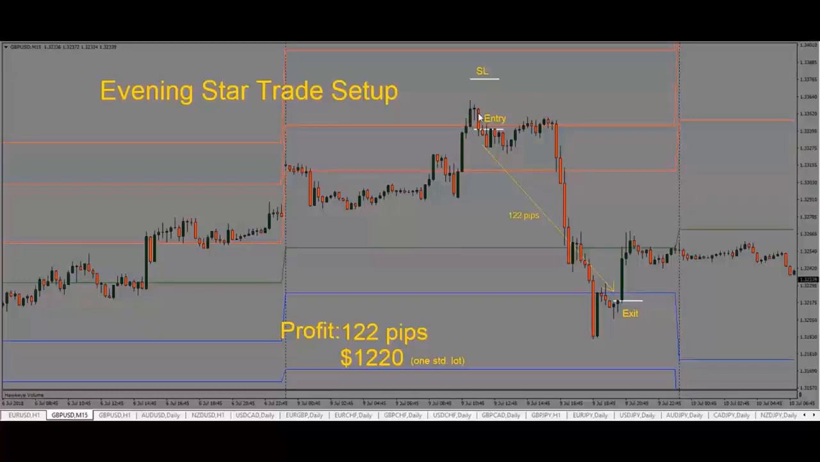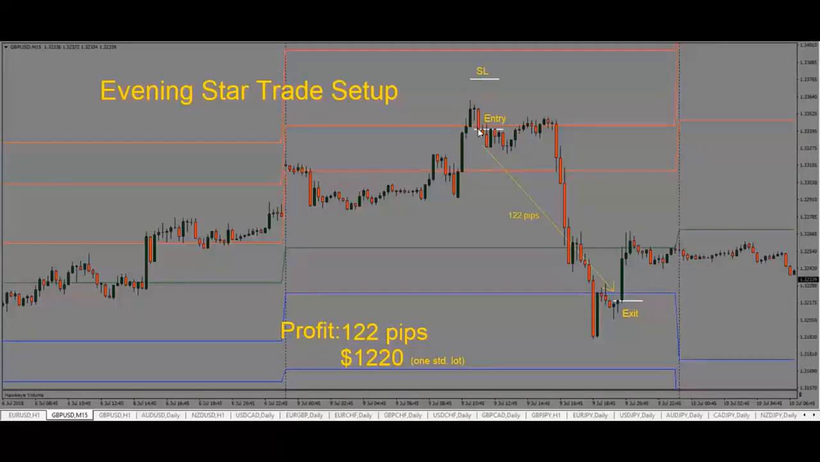Once we see this trade setup, we're looking to go short on this trade. In this case, we also see that it's formed at our R2 pivot point level, so that's just extra confirmation. That makes it a higher probability trade because now we have two things confirming the trade setup.